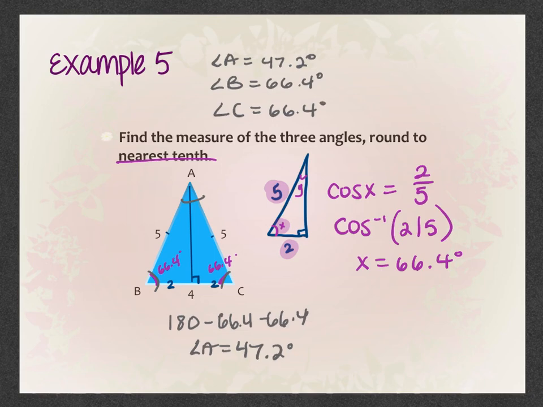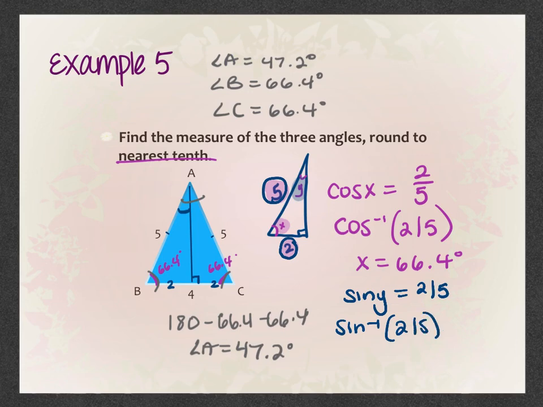The other way you could have done it is find y here, which is going to be half of this, and then double it. If I had done that, 2 would be opposite. 5 still the hypotenuse, so that would be sine. Sine of y would equal 2/5, and I would do sine -1 of 2/5, and I get 23.6 degrees. That's 1/2 of that top angle. So double it, and I get 47.2 degrees. So either way you approach this, and whichever way makes the most sense to you is how you want to do it, you get the same answers for all 3 angles.